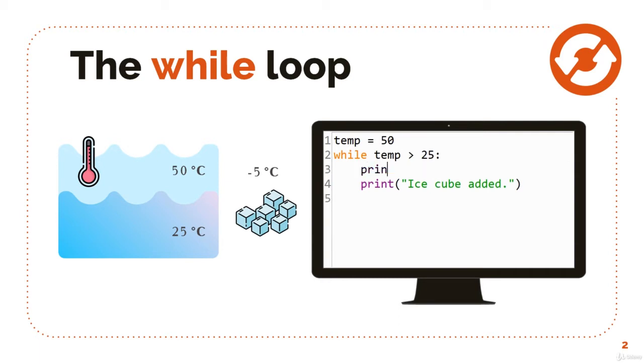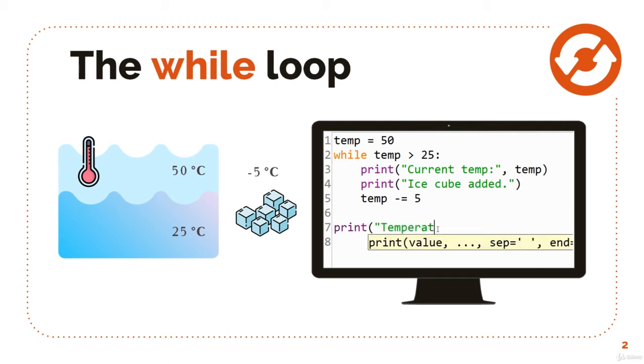We're going to see the temperature, and then add ice cubes after. Then we will tell it that the temperature goes down by 5 degrees. Note I've used the assignment operator as a shortcut here. Outside the loop, we'll write the temperature is 25 degrees. Notice the indent level has to be the same inside while, just like it was in the if statement.